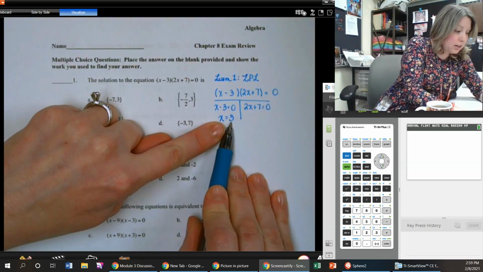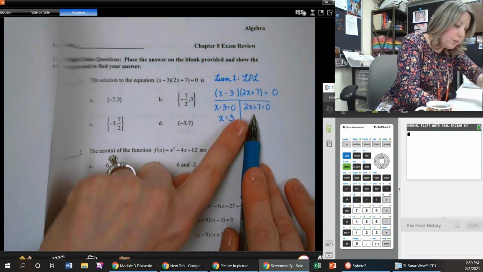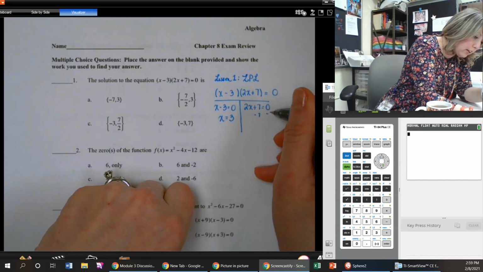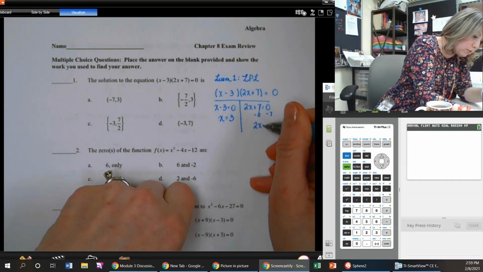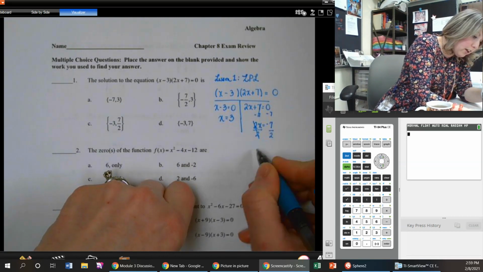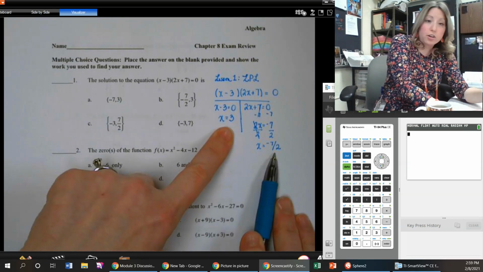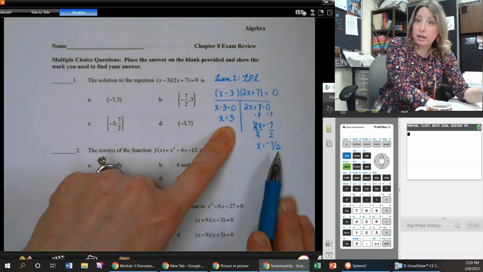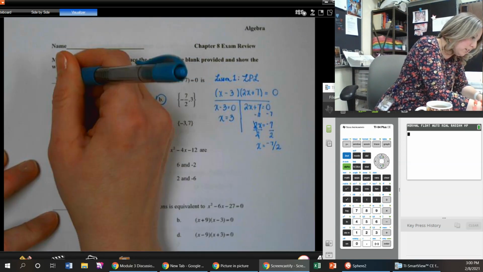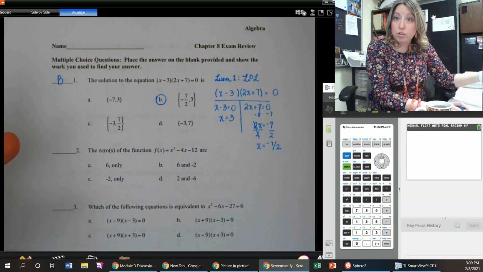Notice the answer has the opposite sign of the value that was inside the binomial. Over here, to get x alone, there's a little bit more going on. So you subtract 7 from both sides of the equal sign, you get 2x equals negative 7, and then divide both sides by 2, and you get x equals negative 7 halves. And so now what I'm looking for is which of my choices has a positive 3 and a negative 7 halves. And of course, that would be choice B. Now, if you have an answer line provided, use it.